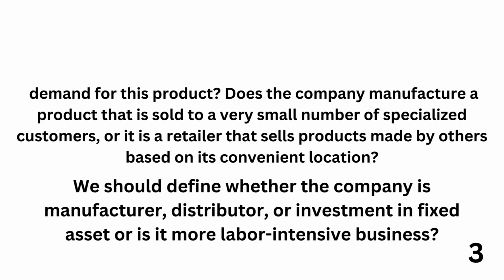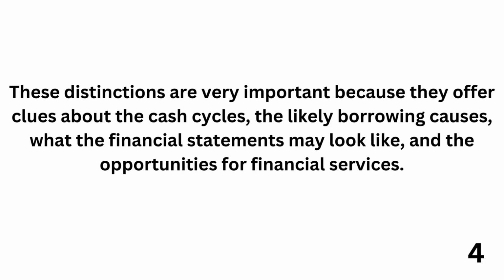Does the company manufacture a product that is sold to a very small number of specialized customers, or is it a retailer that sells products made by others based on its convenient location? We should define whether the company is a manufacturer, a distributor, an investment in fixed assets, or a more labor-intensive business. These distinctions are very important because they offer clues about the cash cycles, the likely borrowing causes, what the financial statements may look like, and the opportunities for financial services.